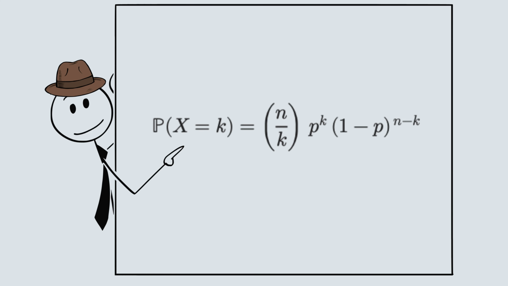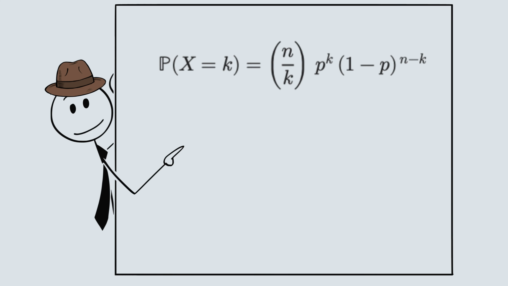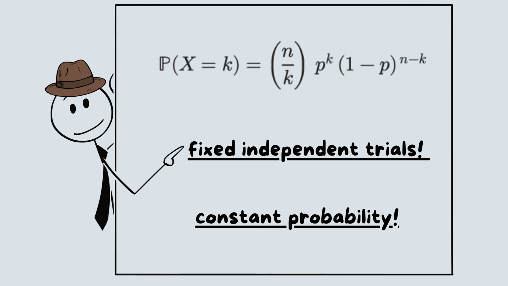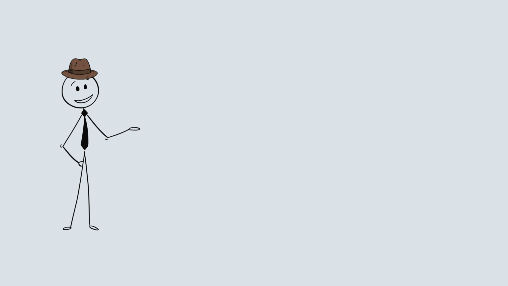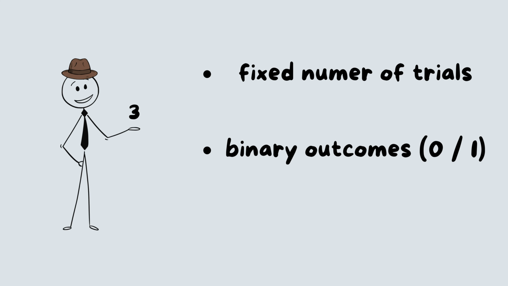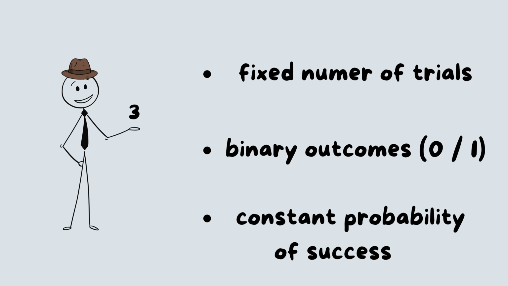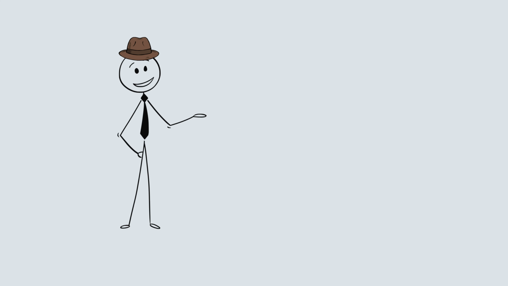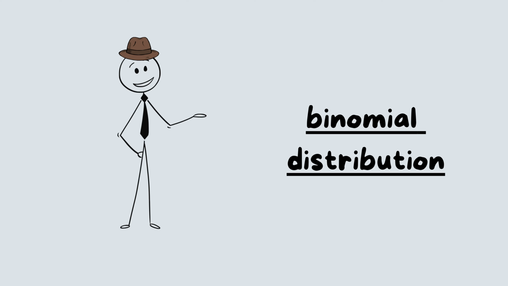This counting problem leads to the binomial distribution. This distribution describes the number of successes in a fixed number of independent trials when each trial has the same probability of success. There are in general three ingredients: a fixed number of trials, binary outcomes, and a constant probability of success. If these conditions are met, the number of successes follows a binomial distribution.